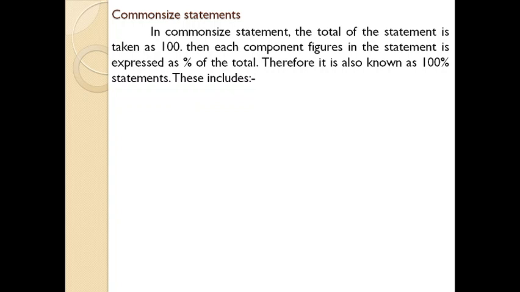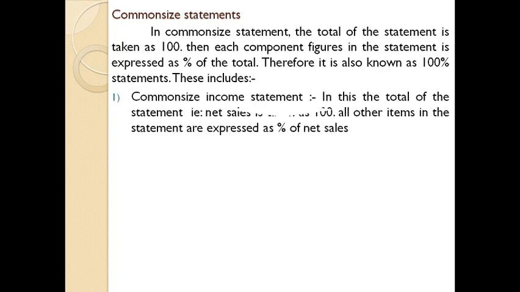In a common size statement, the total of the statement is taken as 100. Then each component figure in the statement is expressed as a percentage of the total. Since percentages are relative measures, it facilitates comparison between different figures and also of each figure to the total of the statement. Common size statements are also known as 100% statements. There are two types of common size statement: common size income statement and common size balance sheet.